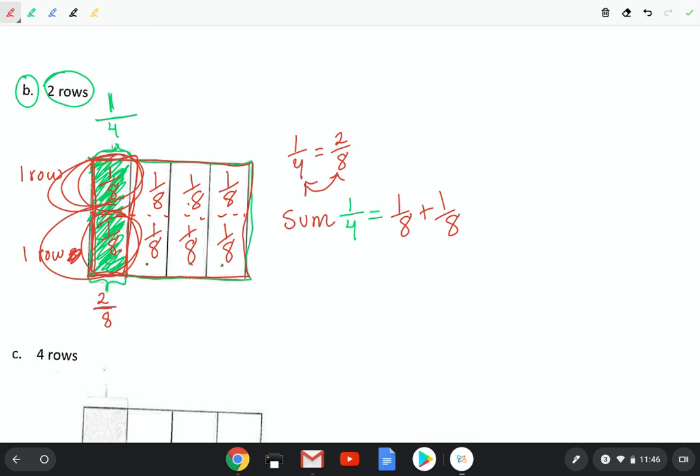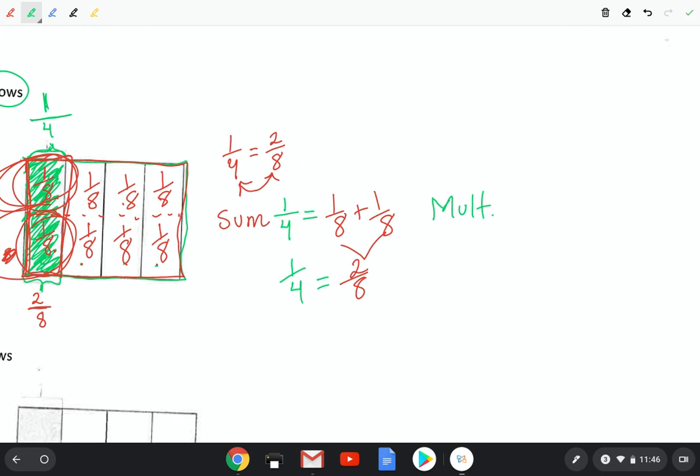Okay? And that makes sense because if I add 1/8 plus 1/8, I get 2/8, which means actually that 1/4 equals 2/8. Okay? Remember the goal said to use area models to show how two fractions are equal, and I just did. Now, the other task was to write a multiplication sentence, okay? So I am going to do that right in here.